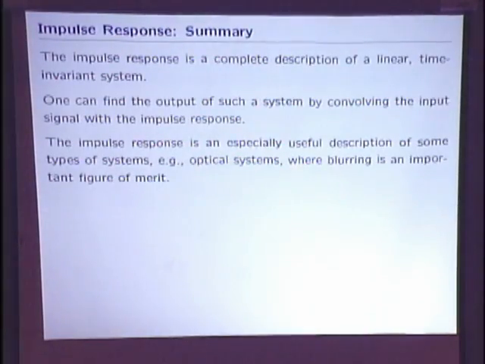So the point is that convolution is a complete way of describing a system. It's a very intuitive way for certain kinds of systems, and it's especially useful for light-based systems, where blurring is a natural way of thinking about the way the system works.